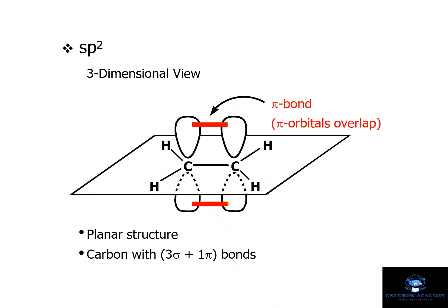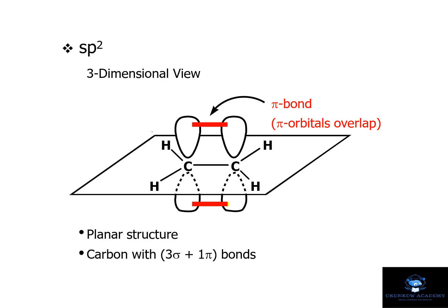Here is the 3D structure of ethene. The two sp2 carbons and all four hydrogens lie in a flat plane. Ethene is planar. The pi bond forms by sideways overlap of the two unhybridized p orbitals, one from each carbon. This pi bond sits above and below the plane of the molecule.